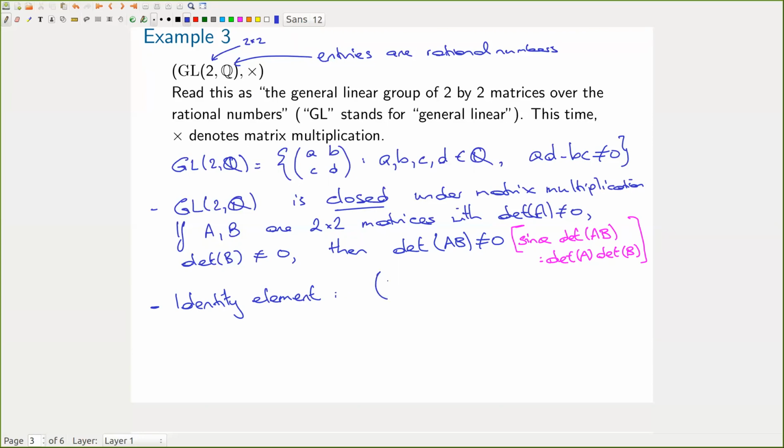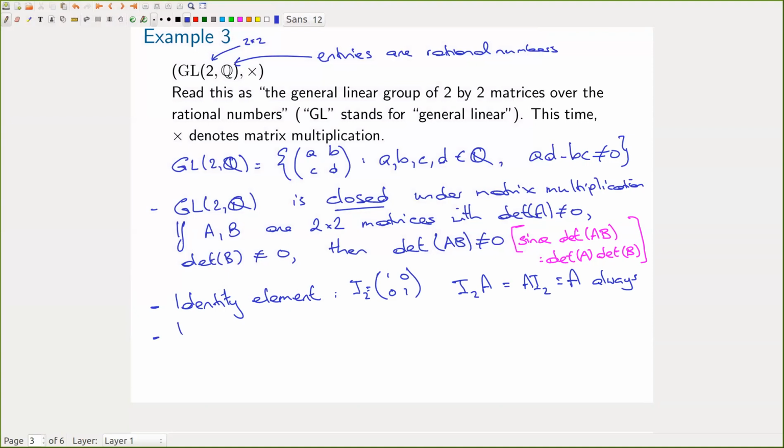The identity element here is the matrix 1, 0, 0, 1. That's a matrix whose entries are rational numbers, 0 and 1. Its determinant is not 0, its determinant is 1, so it is an element of that set, and it has the property that multiplying any 2 by 2 matrix by this identity, either on the left or on the right, always gives us back just the matrix itself that we started with.